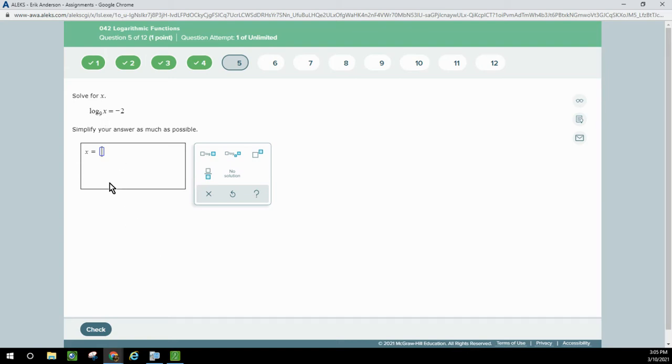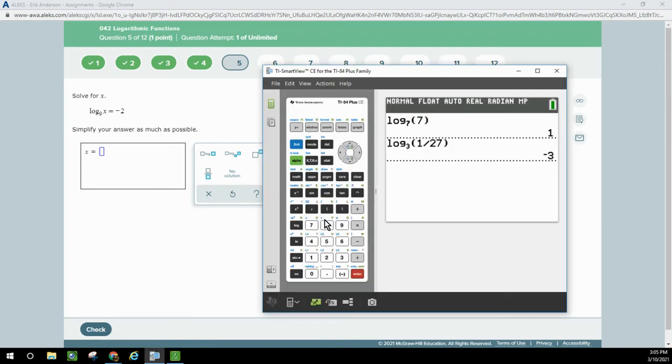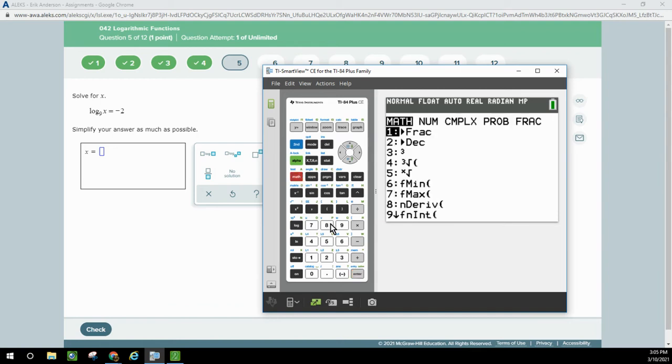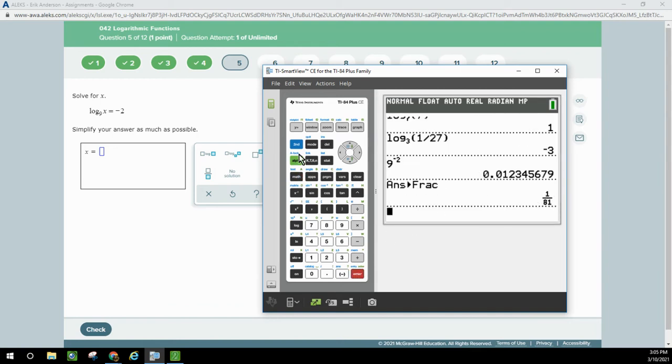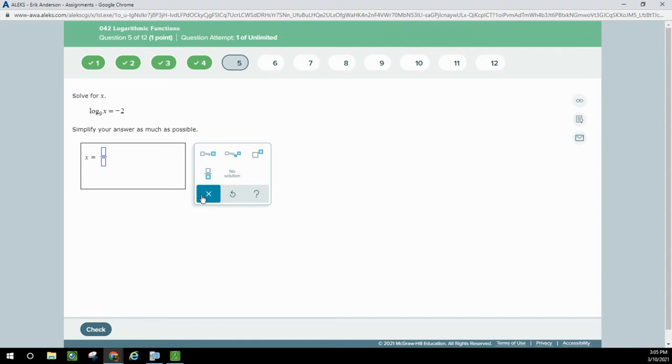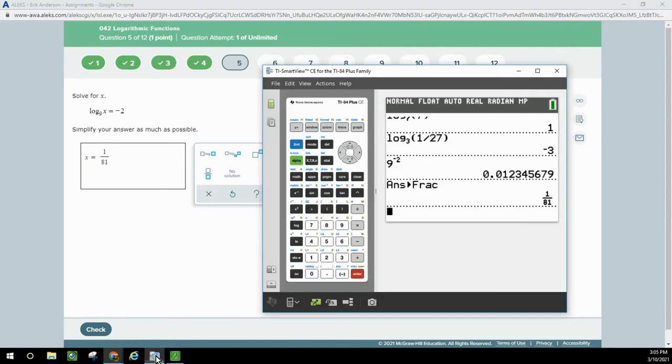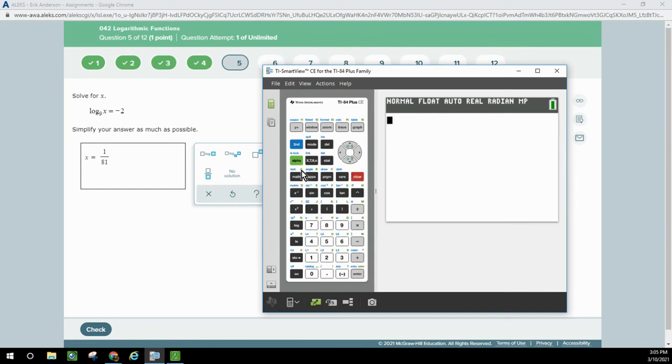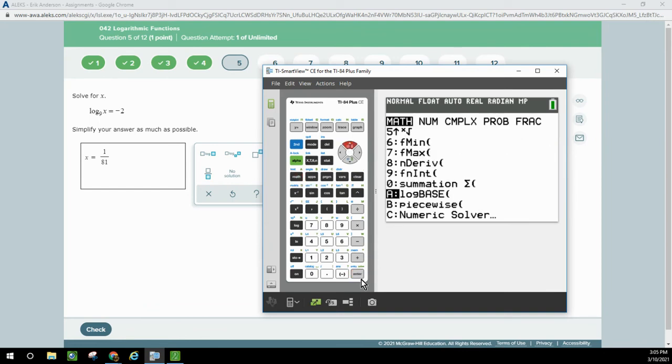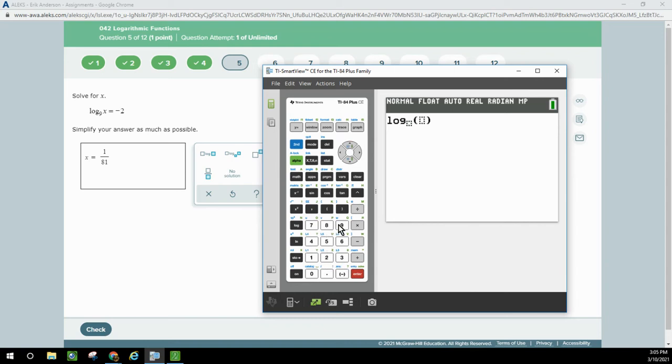Solve for x. So 9 to the negative 2 as a fraction is 1 over 81. If we wanted to check our answer, we could use the log base 9 of 1 over 81 equals negative 2.